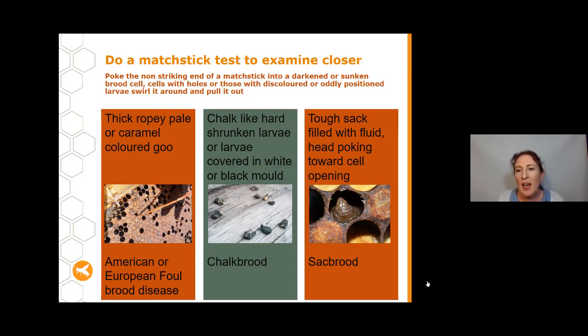They could also look like their heads are poking out of the cell. So as we said before, healthy larvae should be lying on their side.